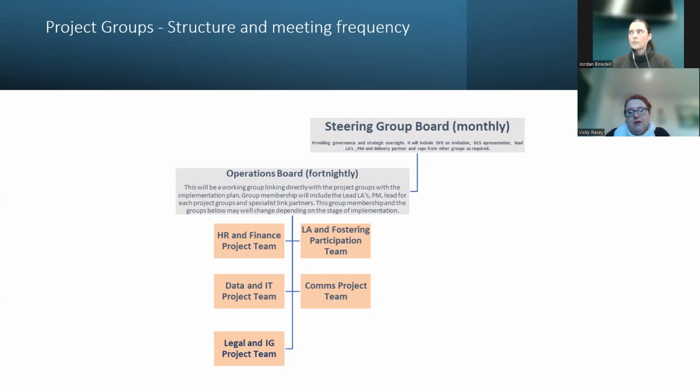Generally they'll meet fortnightly, or until that particular phase of work has finished, and then we can restart again when needed, depending on what's going on in the project at any given point. But the two in grey meet on a regular basis, irrespectively, to oversee the work. Next slide, please.